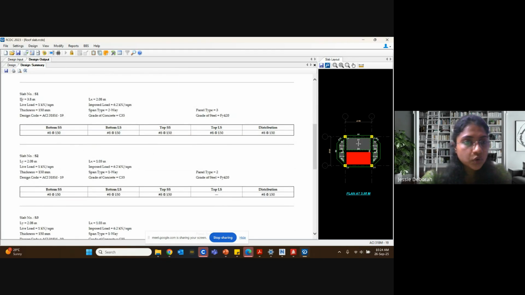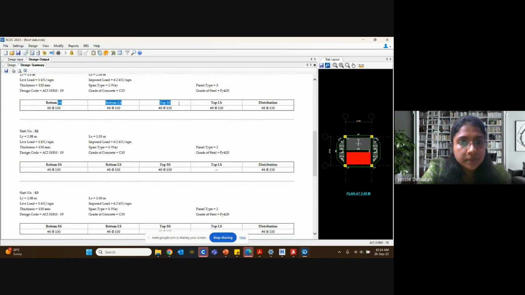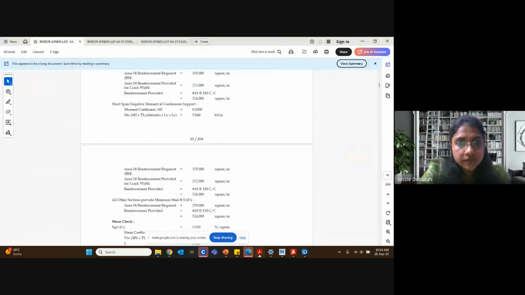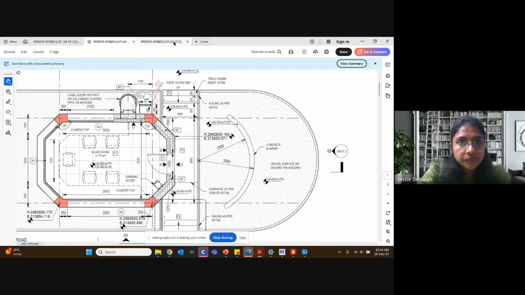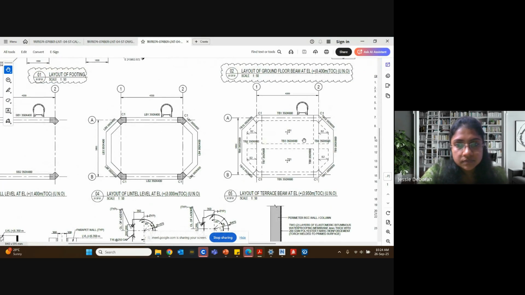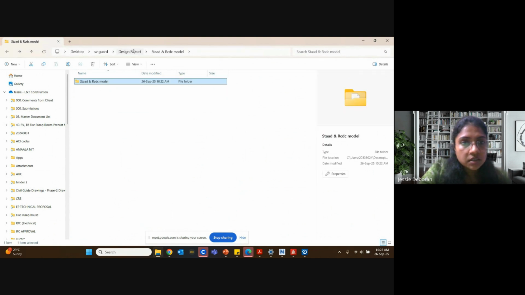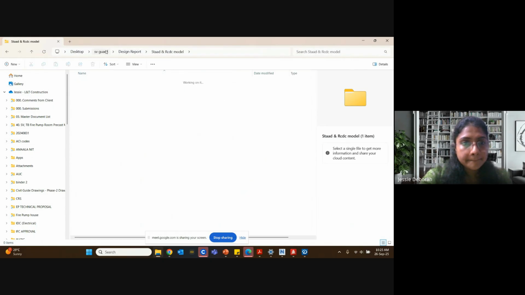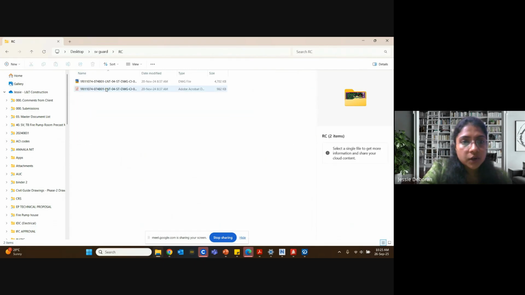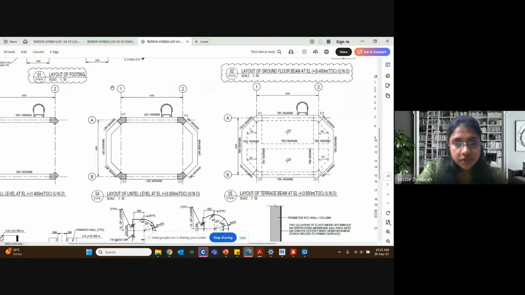So நம்ம என்ன பண்றோம், length LX, LY கொடுக்கிறோம், live load, thickness of slab கொடுக்கிறோம், and then bottom rebar எவ்வளவு, top rebar எவ்வளவு, இது எல்லாமே பண்ணதுக்கு அப்புறமா what we will do is we will go here and we will do our drawing here, and we will generate something called the RC drawing. Rebar கொடுக்கிற drawing generate பண்ணுவோம்.